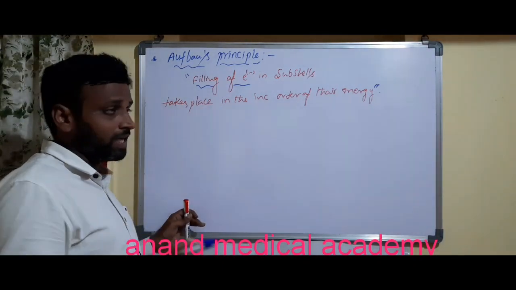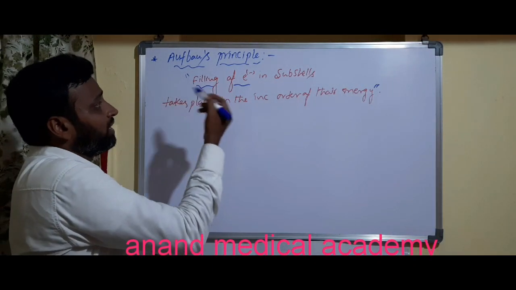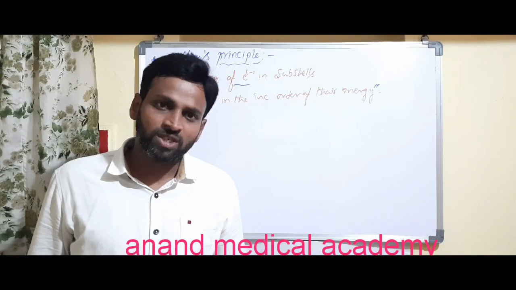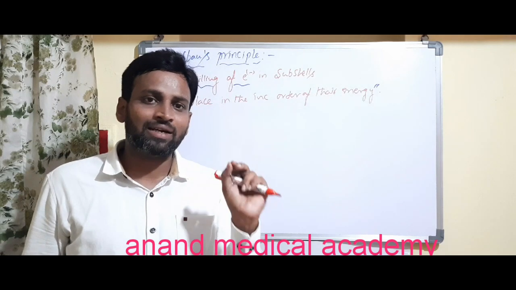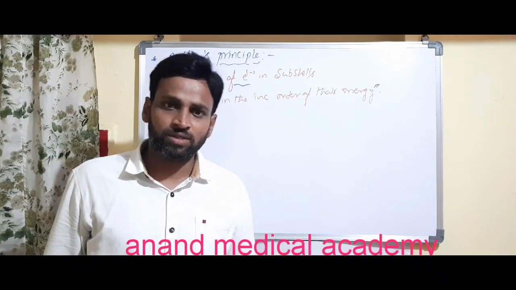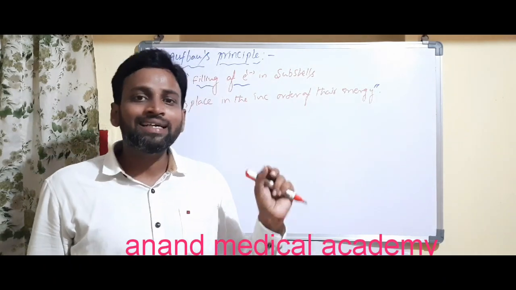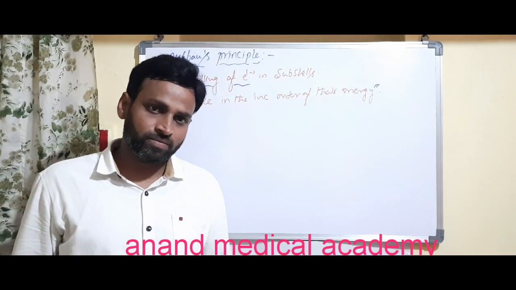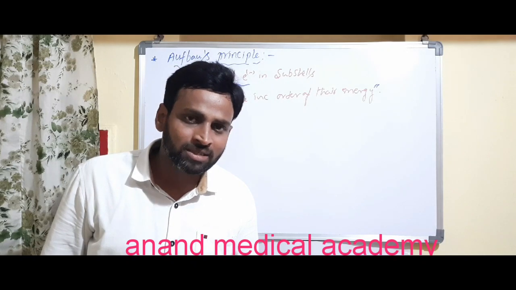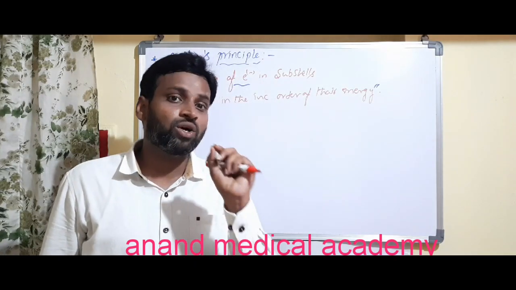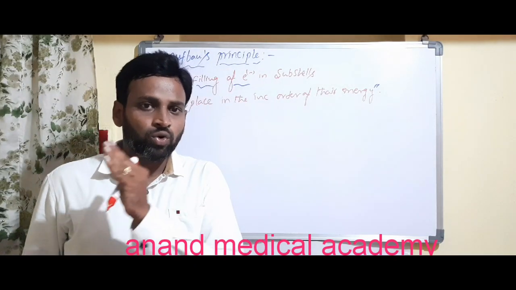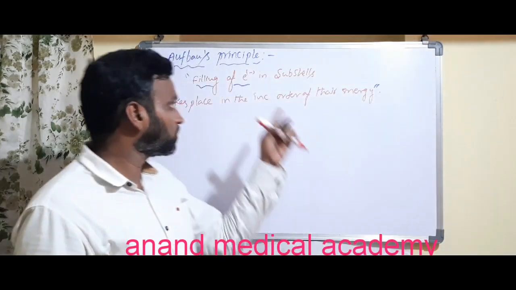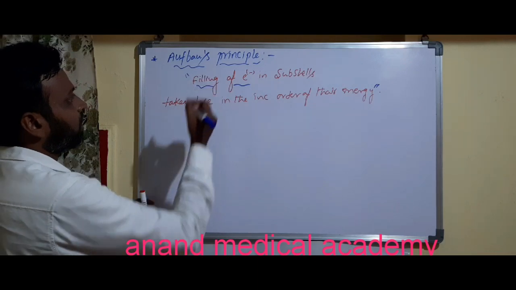So once again I am repeating. How to fill electrons in various subshells is the question. It means in the increasing order of their energy. So what do you have to consider to fill electrons? The energy of subshells. How? From the lower energy subshell to the higher energy subshell. That was given here in the Aufbau principle.